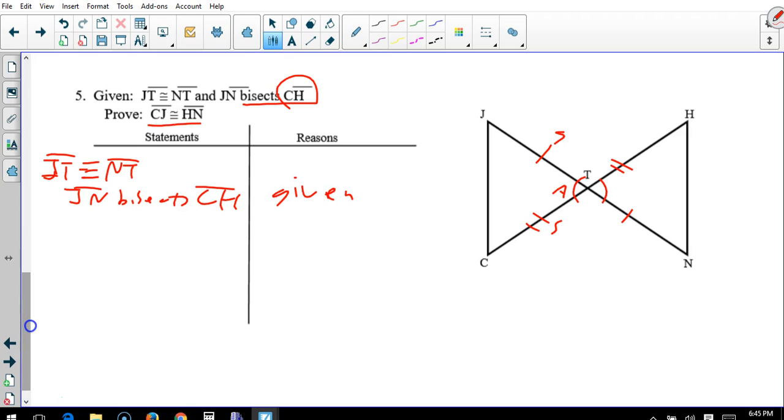We're trying to prove an extra part, so we know we have to prove the triangles are congruent by SAS, then use CPCTC. So therefore, besides the sides that were given, the bisect, we have to prove what that means. So we're going to say that CT is congruent to HT, definition of bisecting lines.